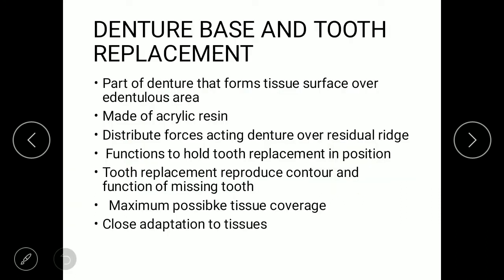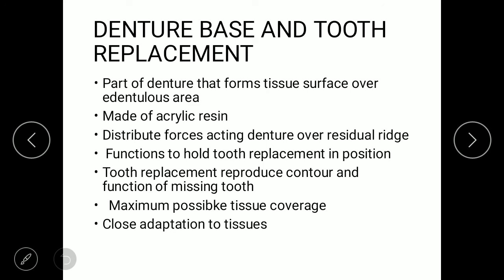The final concept is denture base and tooth replacement. Denture base is a part of the denture that forms a tissue surface over the edentulous area. It is used in complete denture and also in removable partial denture. It is mainly made of acrylic resin. It also distributes forces acting on the denture over the residual ridge. The main function is to hold the tooth replacement in position.